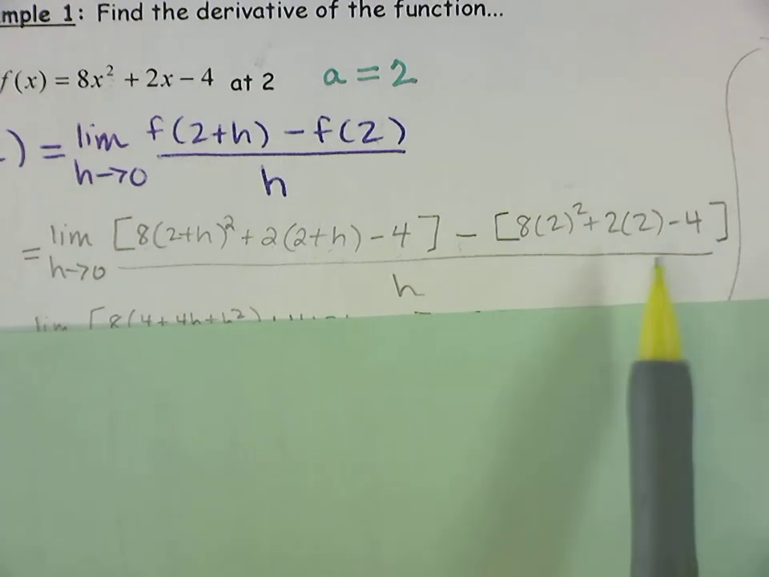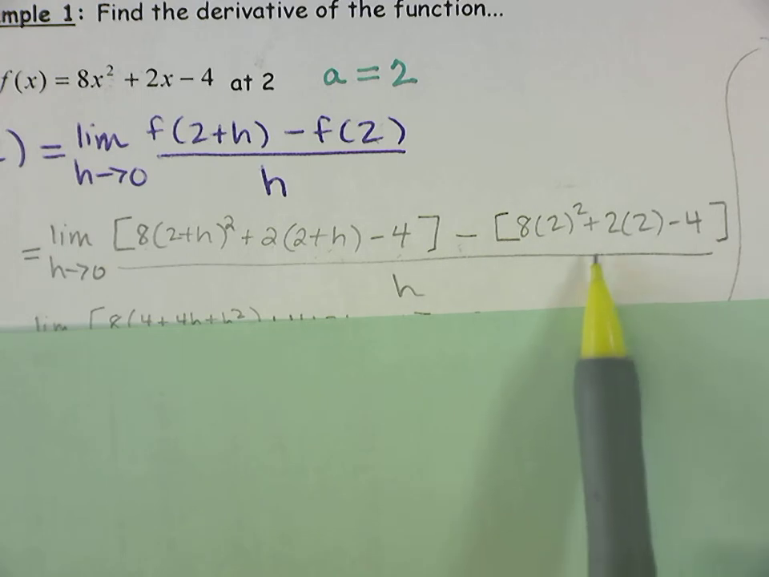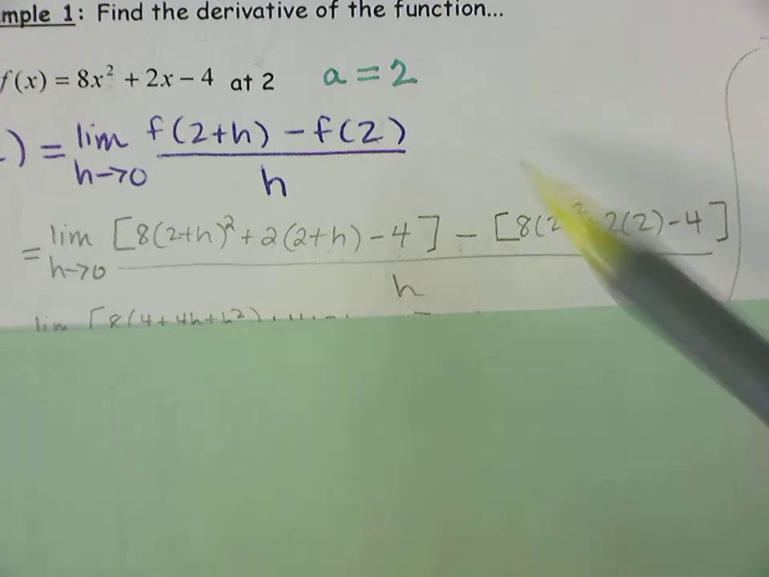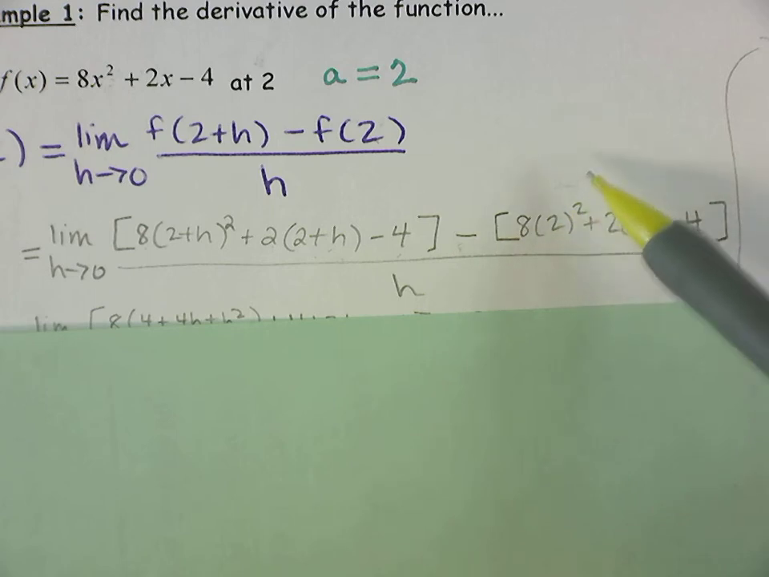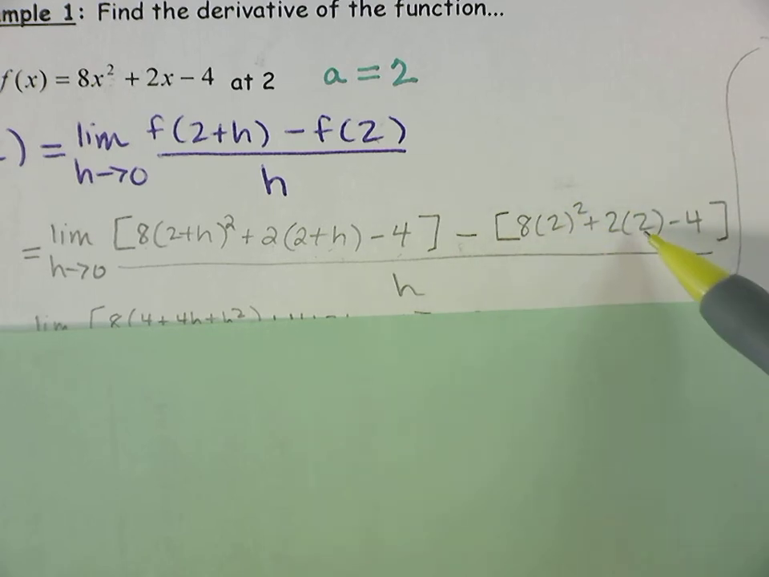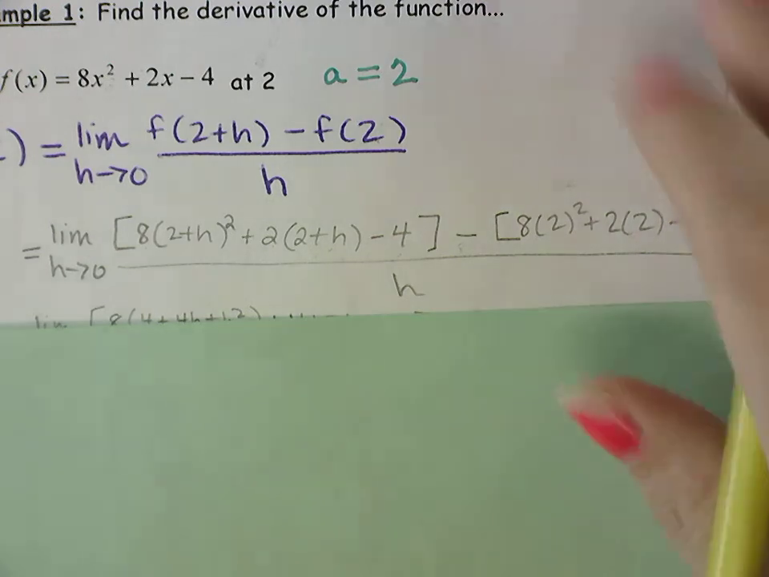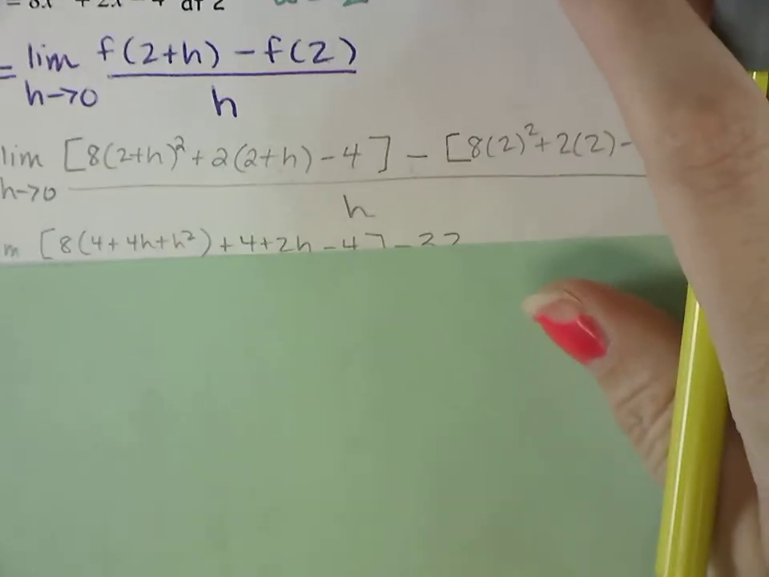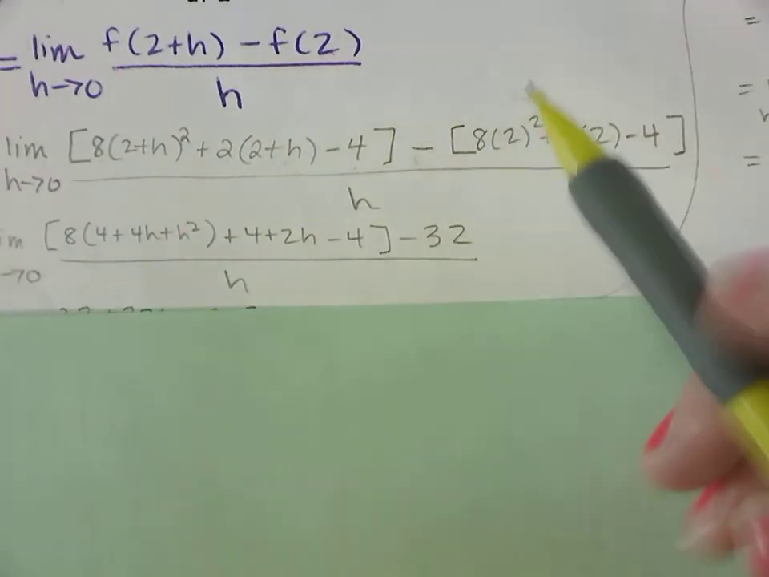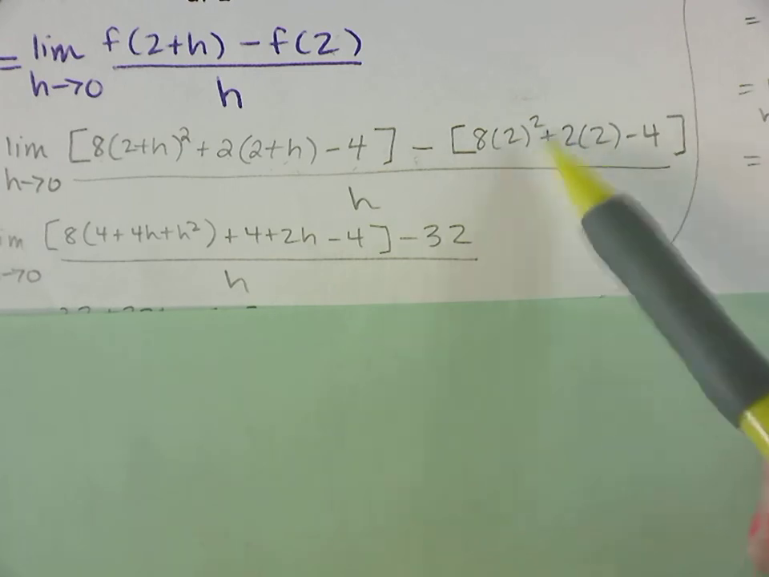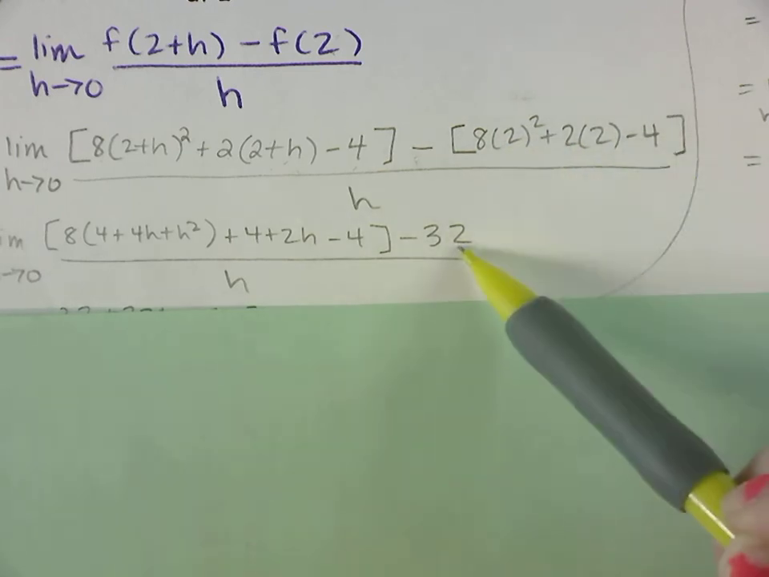So really, you could do this part in your head, right? 2 squared is what? 4. 4 times 8, 32. 32 plus 4, 36. 36 minus 4, 32. Okay, so that's all I did from here to here. I just simplified this. This was 32.